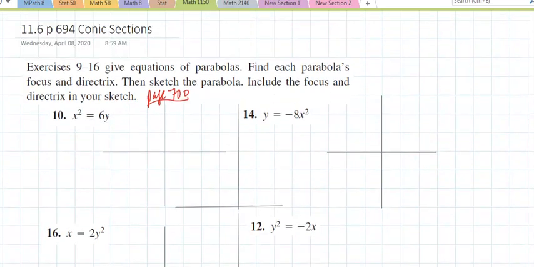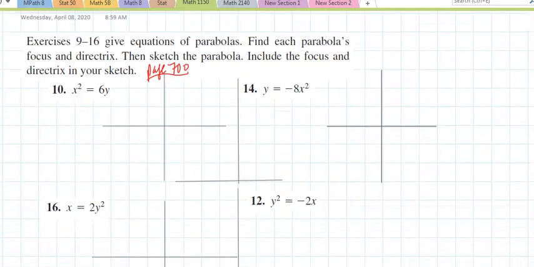So, 11.6, this is on page 694, talks about conic sections. Those are parabolas, hyperbolas, circles, and ellipses. We start off with parabolas, something we're used to. And they have a few things they're asking for. In numbers 9 through 16, you're given the equation of a parabola. For each parabola, find the focus and directrix, and sketch a graph, including the focus and directrix on your sketch.